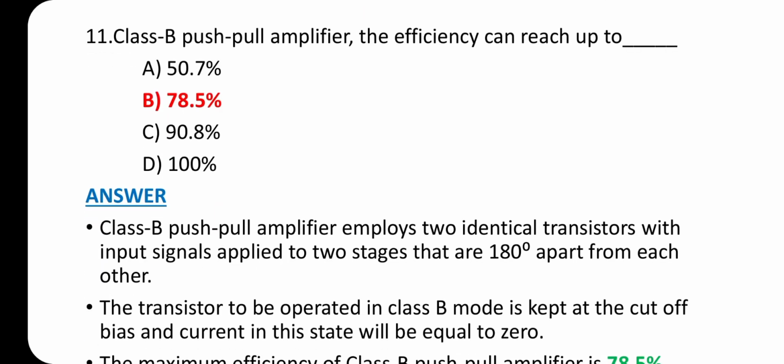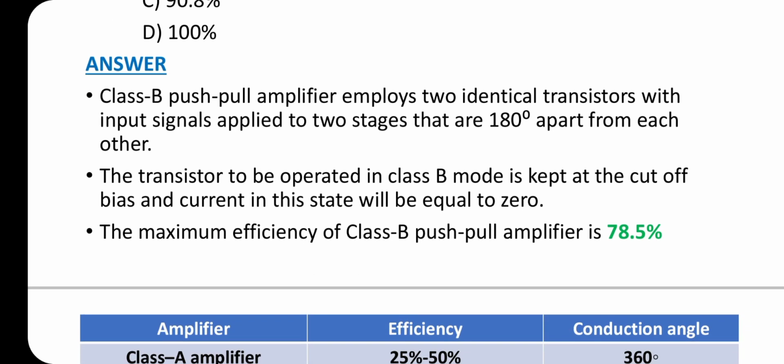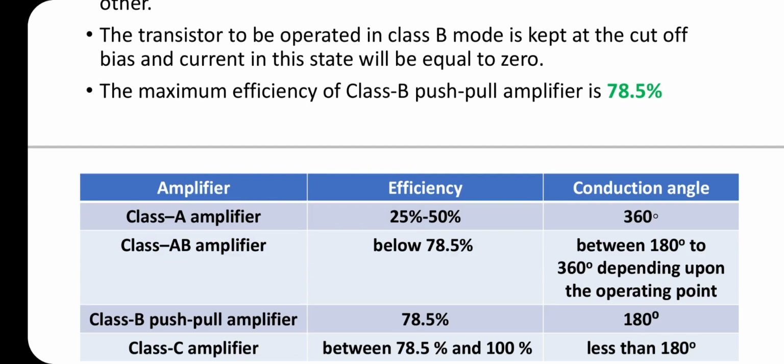11th question. Class B push-pull amplifier. The efficiency can reach up to, answer is option B, 78.5%. A Class B push-pull amplifier employs 2 identical transistors with the input signals applied to 2 stages that are 180 degrees apart from each other. The transistor to be operated in Class B mode is kept at the cutoff bias and current in this state will be equal to 0. The maximum efficiency of a Class B push-pull amplifier is 78.5%.